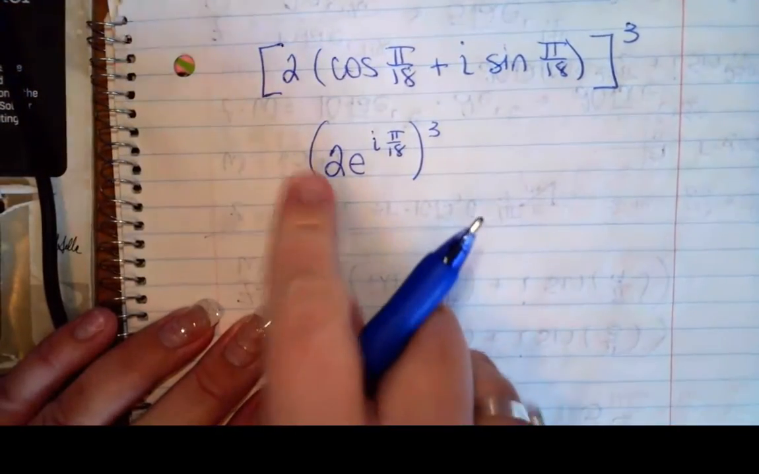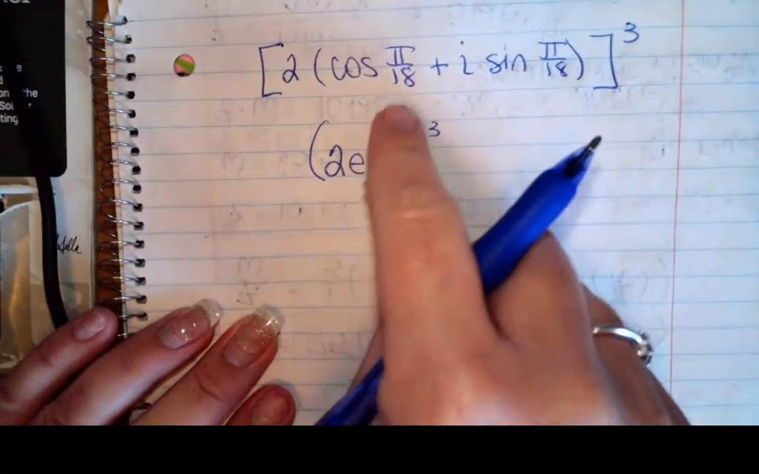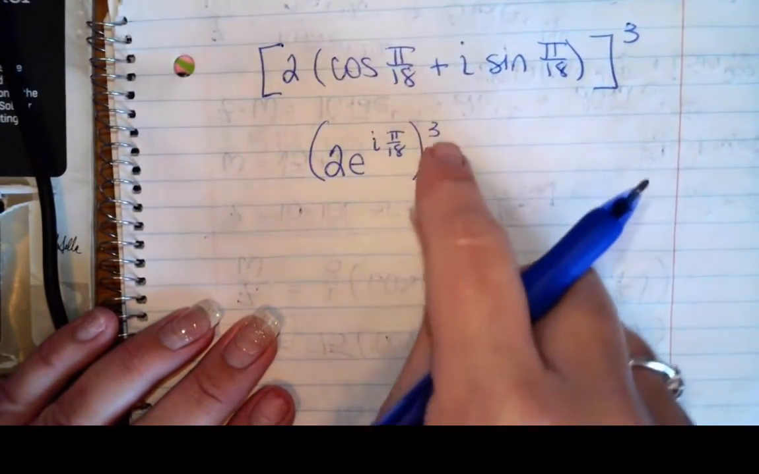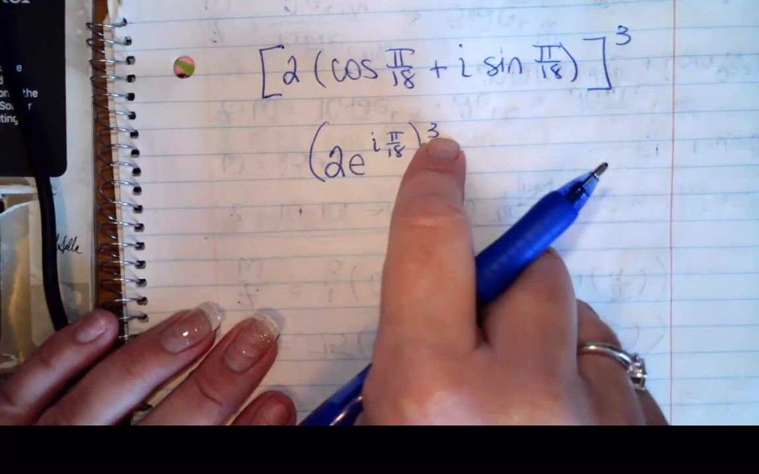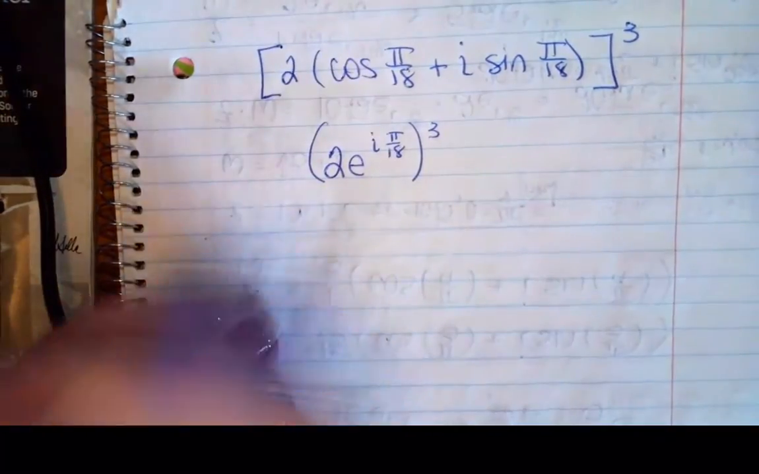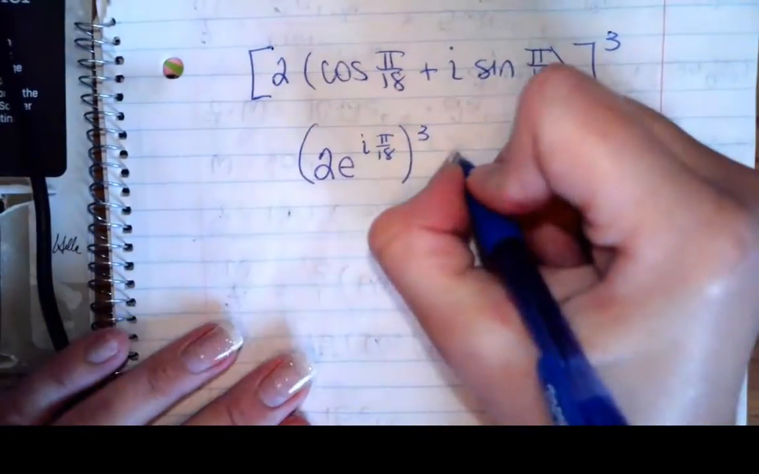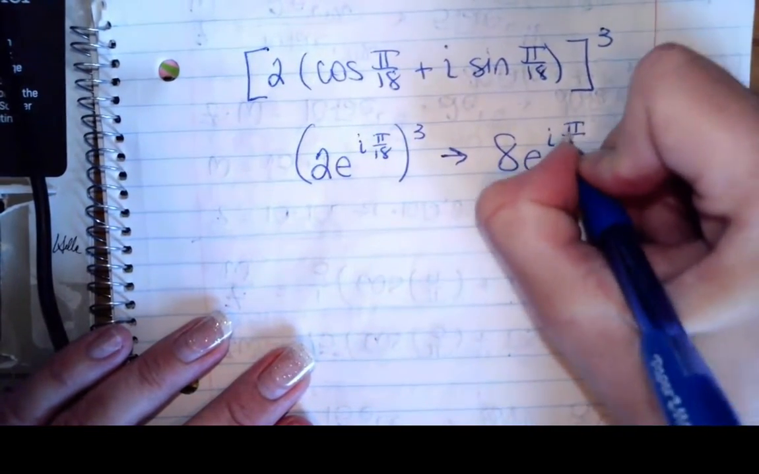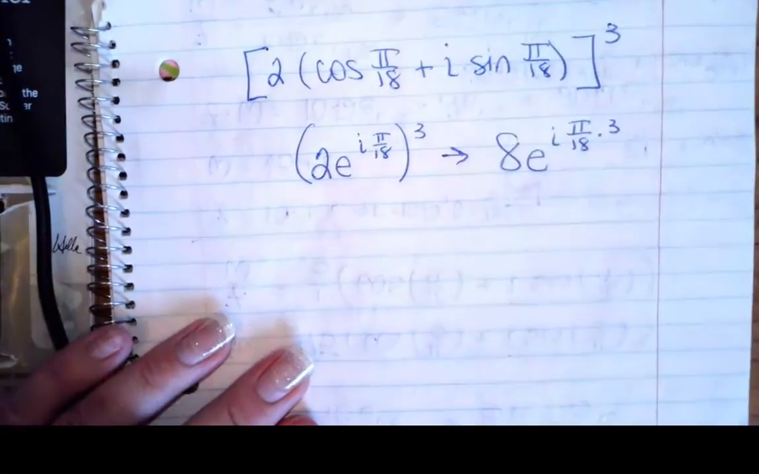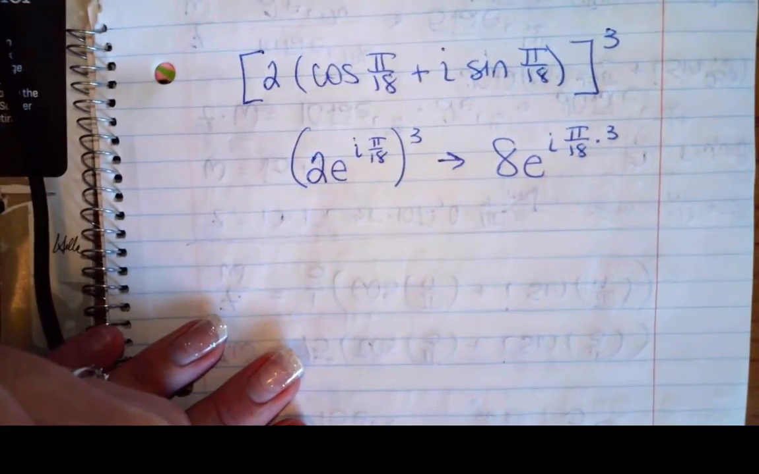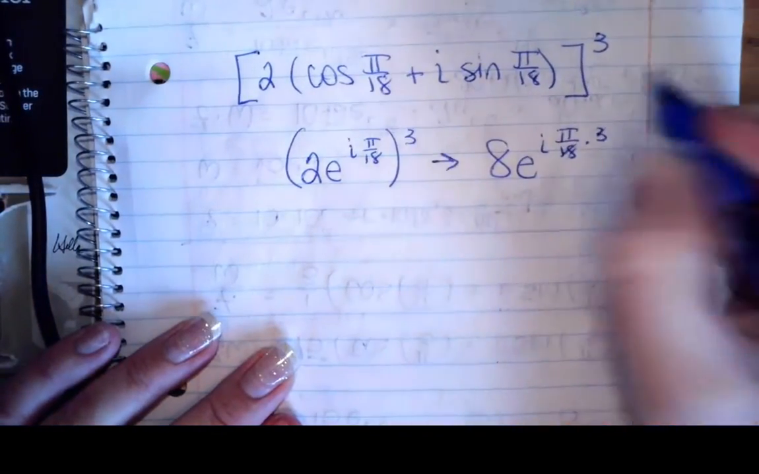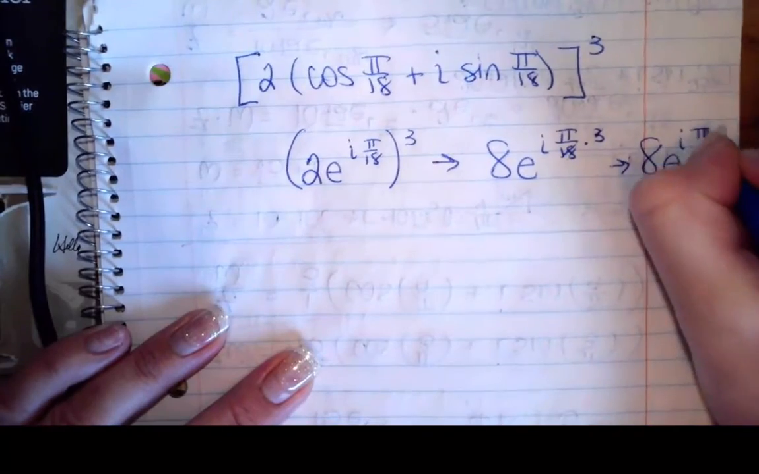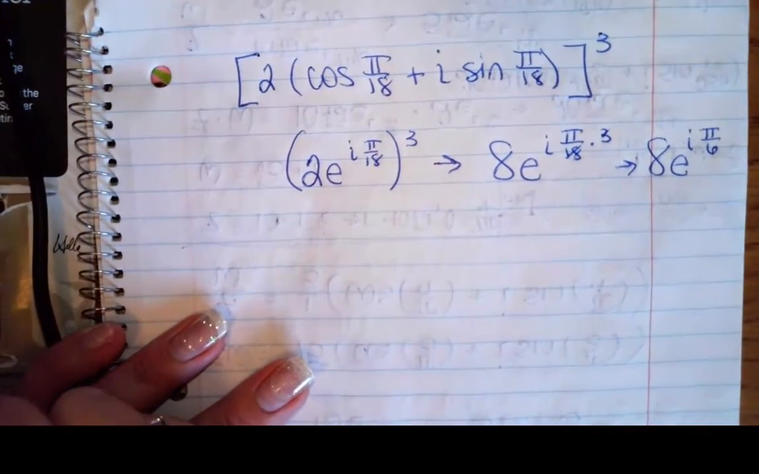Well, what I would like to do is raise that to the third power. So I've got 2 times 2 times 2. And then e to the i pi over 18, e to the i pi over 18, e to the i pi over 18, which means I really have 3 e to the i pi over 18s being multiplied together. So I end up with 8 e to the i pi over 18 times 3. So that's going to reduce to pi over 6. So I have 8 e to the i pi over 6.